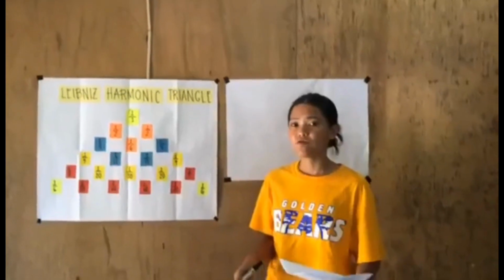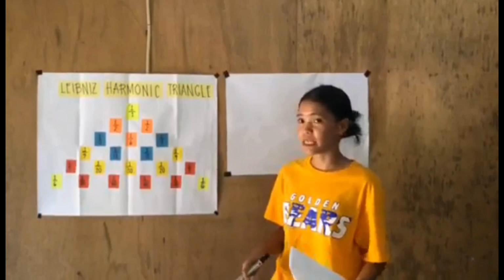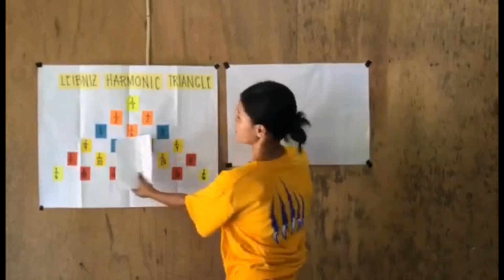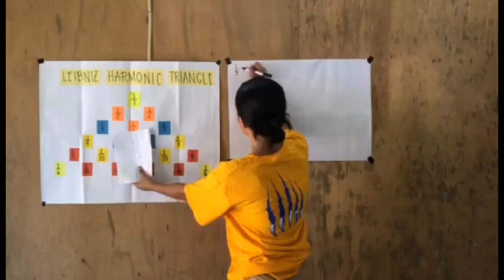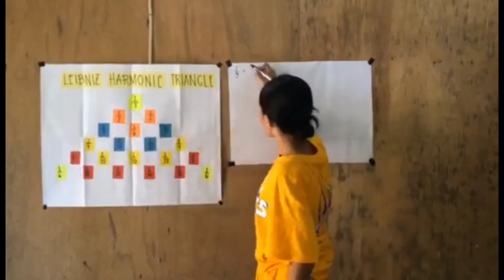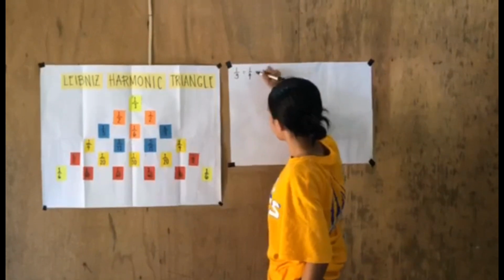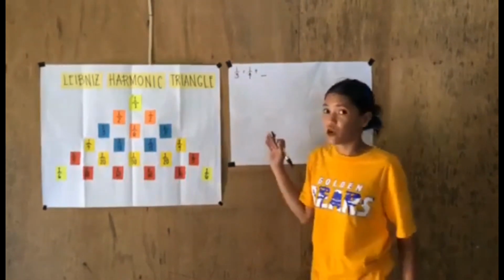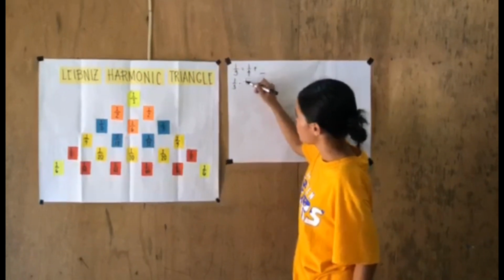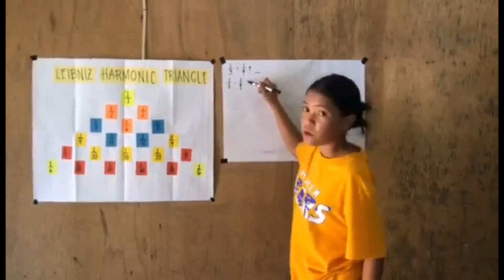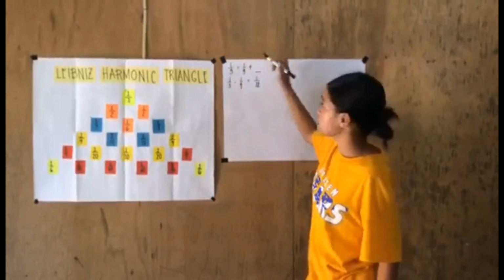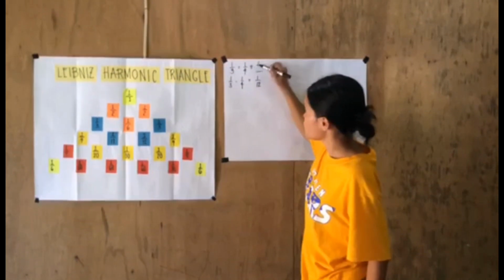To make it more precise, to get 1/3, we need to add the two entries below it. The entries below 1/3 are 1/4 and something. So 1/3 is equal to 1/4 plus something. We need to subtract 1/3 minus 1/4, which is equal to 1/12. Therefore, 1/3 is equal to 1/4 plus 1/12.